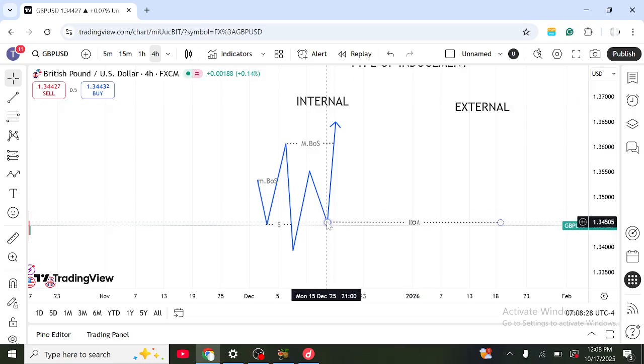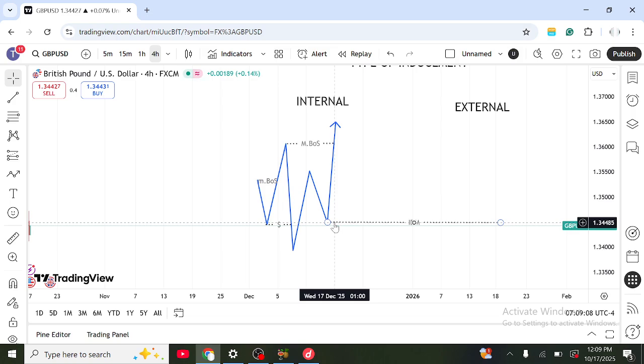So the low before the break of structure is what is called internal inducement. Do you understand that? So price always targets that area to liquidate that area before going in the opposite direction. So inducement simply means that the market is trying to convince the traders that the market is going in a certain direction, and then the market changes to the opposite direction. That is what is called inducement.